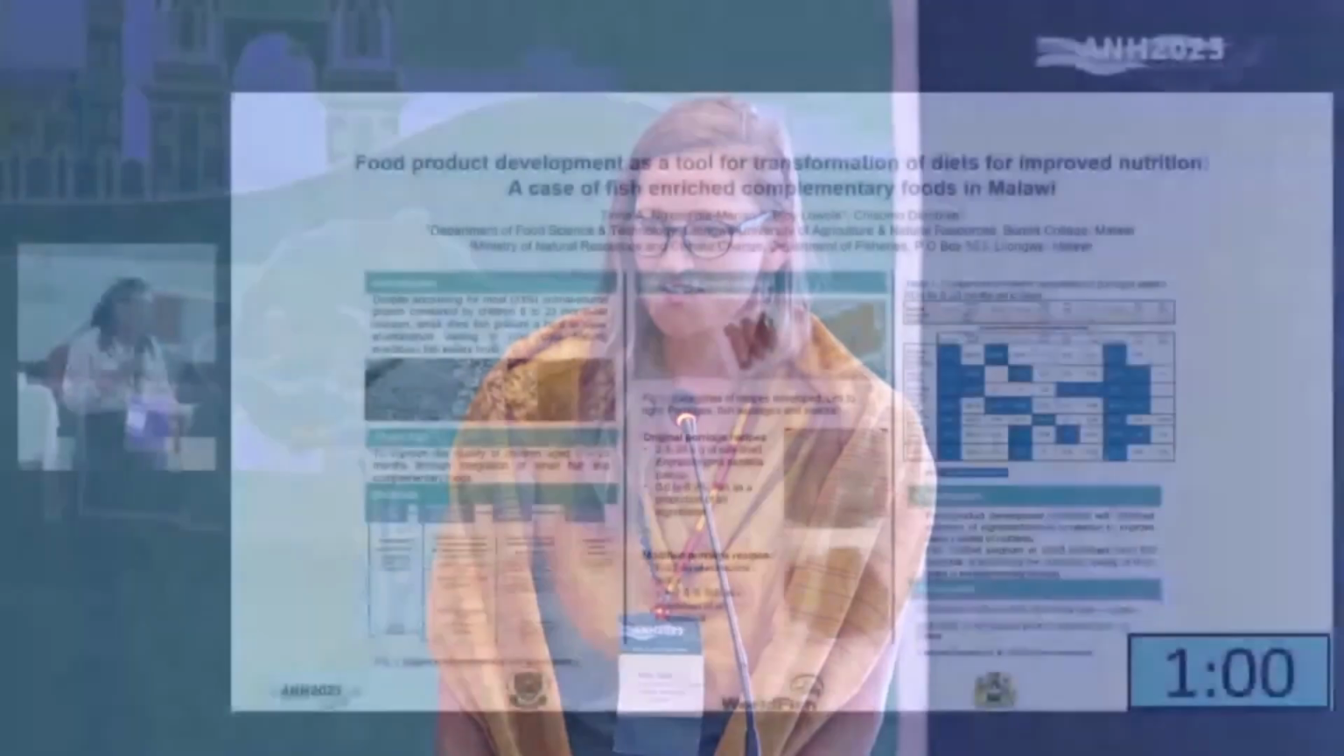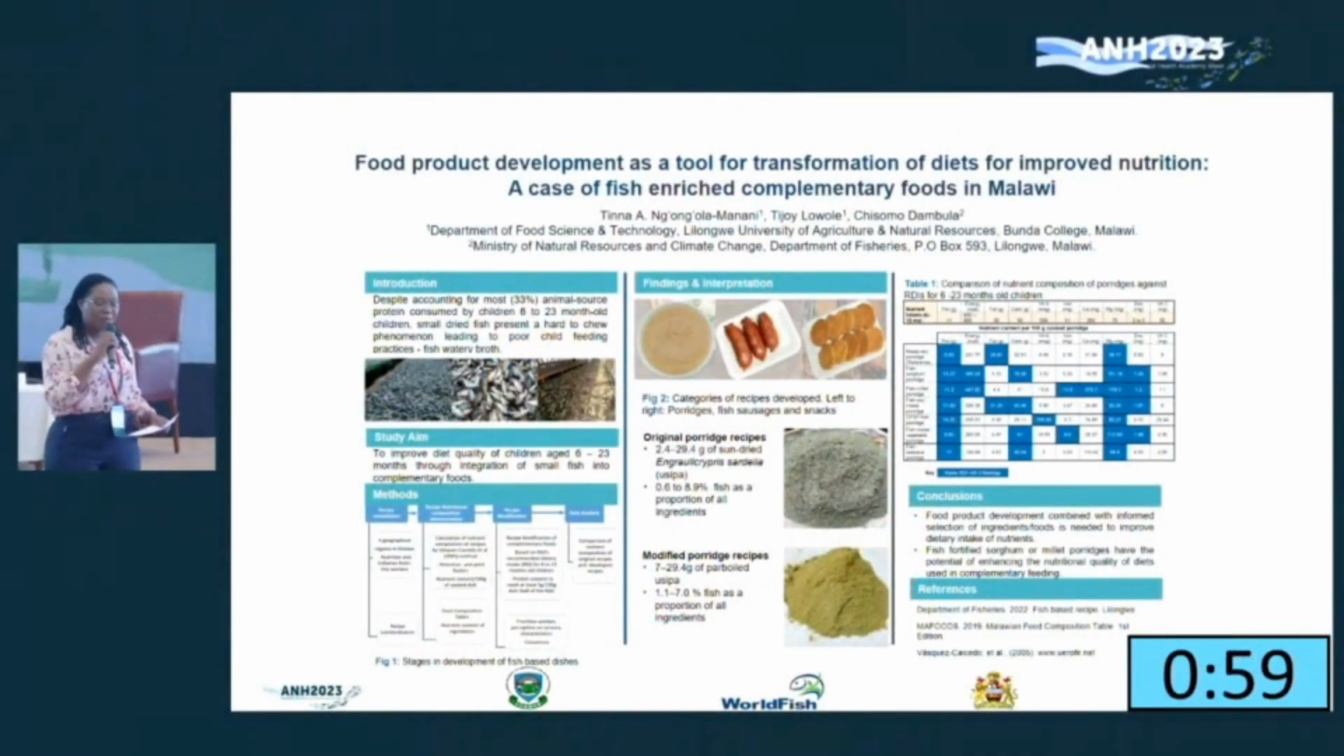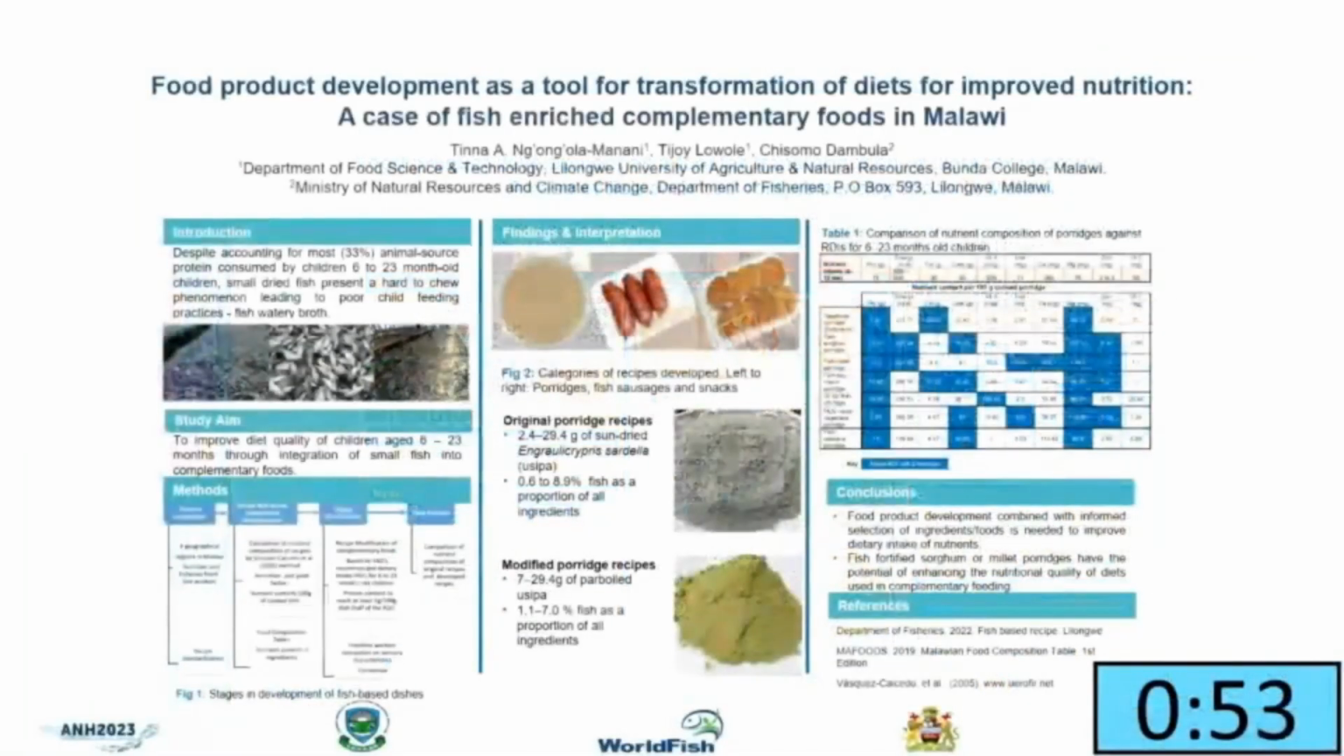In Malawi, fish forms the main source of animal protein to children aged 6 to 23 months old. However, children are mostly fed only fish watery broth. This study aimed to improve diet quality by integrating fish into complementary foods.